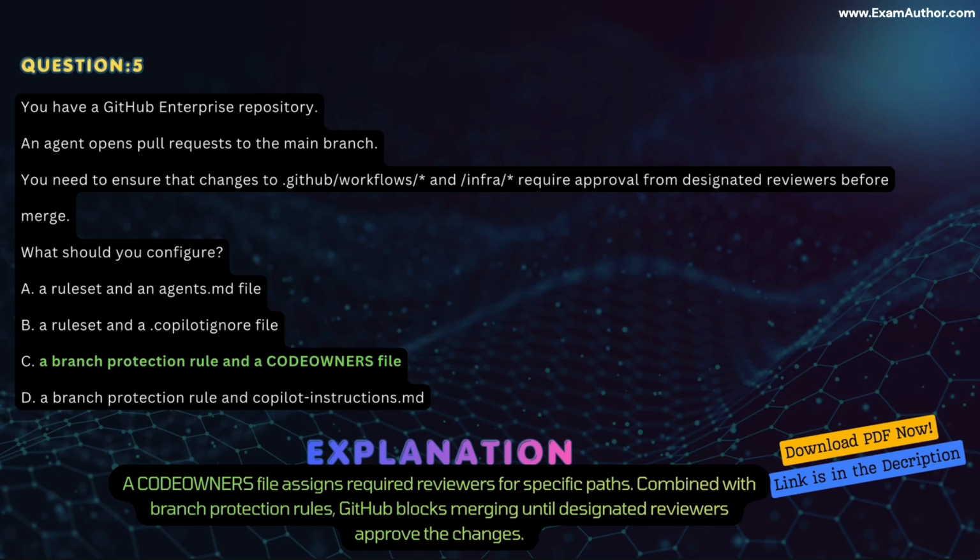Explanation. A code owners file assigns required reviewers for specific paths. Combined with branch protection rules, GitHub blocks merging until designated reviewers approve the changes.